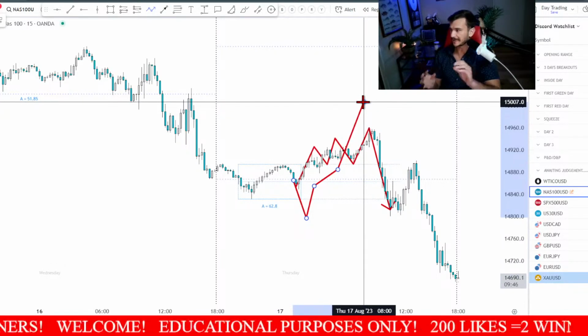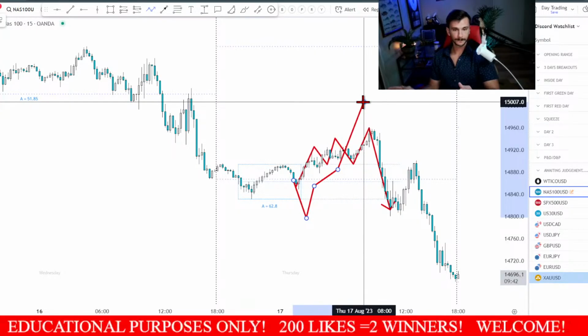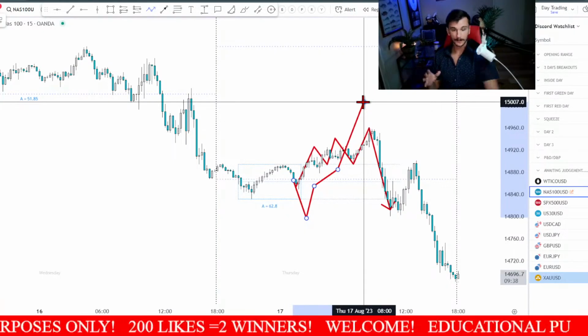It's pretty much the exact same rules as the opening range for the week. It's the same rules as if it was the opening range for the week, the month, the year. This is just for the day.